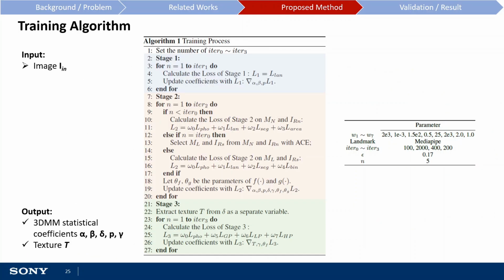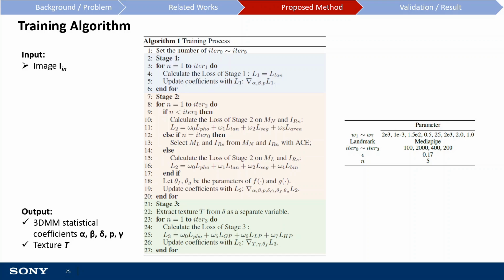Here is the overall algorithm for the training process. As noted earlier, the input to the program is the image IN, and the algorithm generates 3DMM statistical coefficients along with texture T. Stage 1 includes iterations to optimize alpha, beta, p coefficients using landmark loss. Stage 2 performs optimization using photometric, landmark, distillation, and area loss to obtain MN and IRN. ACE is then applied to select ML and IRS from MN and IRN, followed by computing same losses on these two masks. The parameters listed here are then updated.